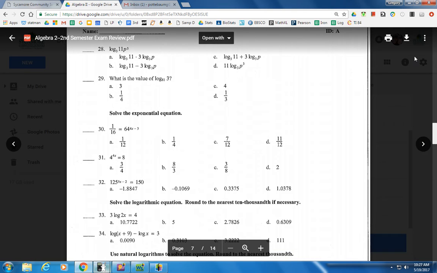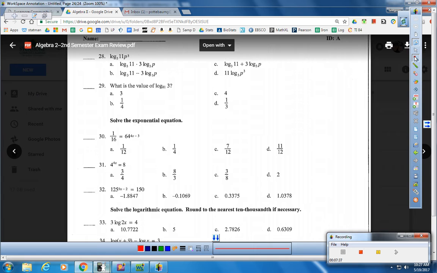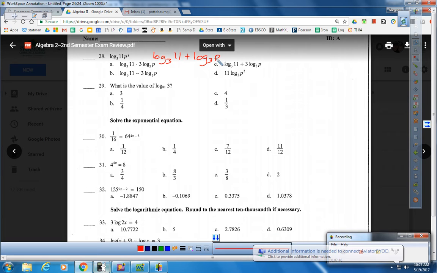Same thing, number 28, we have to expand. We're going to expand the multiplication first, so log base 3 of 11 plus log base 3 of p to the third. But remember, that third power comes out front. So this is the same as log base 3 of 11 plus 3 times log base 3 of p. So that's C.